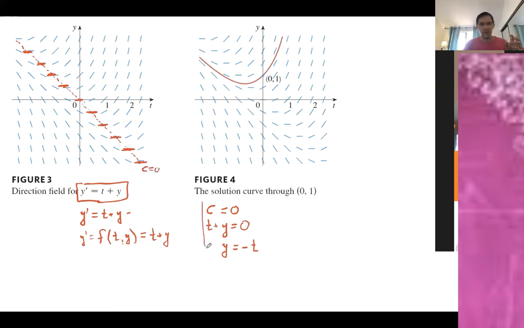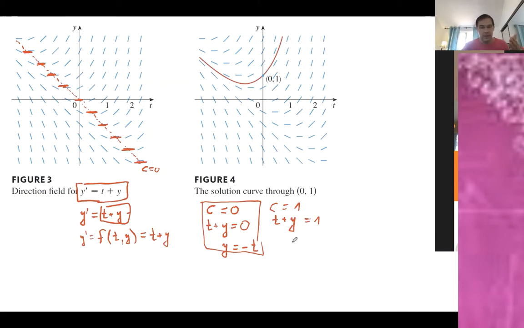Okay, let's see what's happening when the slope is one. We want to find all those points with slope equal to one. Okay, so let's do the same thing. So that was c equals zero. Let's do c equals one. Okay, so I'm going to look at the right-hand side of this equation. So I have t plus y equals one. That's the slope. The slope one is 45 degrees. The slope zero would be this, the one we just did. Slope zero, and slope one.